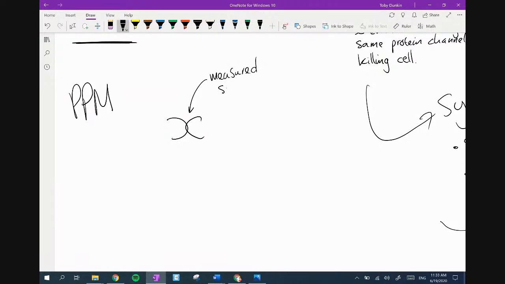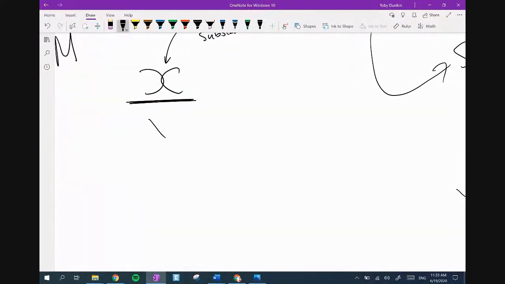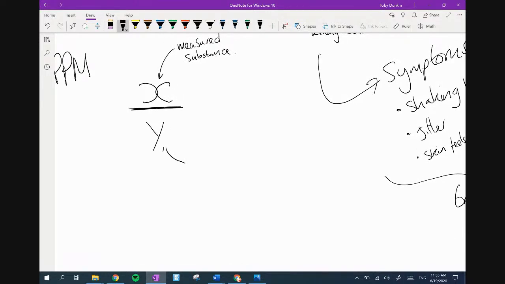Measured substance. Now, I'm putting substance there. I should put species, but in reality, I think substance is probably a better shout. Then you have what it's in. Y is the volume of whatever you have. Yeah, this is the volume of water, volume of dot, dot, dot.